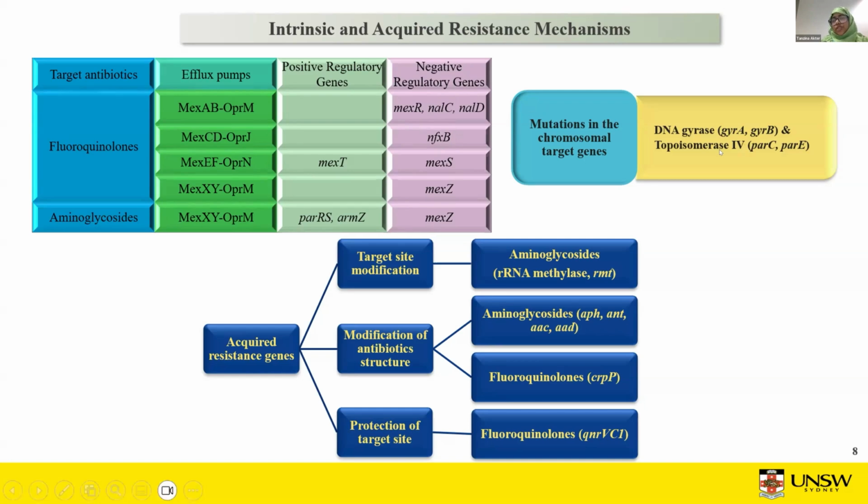Bacteria can also introduce mutations in different target genes like gyrase A, B, ParC, and E, which reduce the binding affinity of the fluoroquinolones to the target sites. In addition, bacteria can acquire different resistant genes which carry out different functions like modification of the target sites or antibiotic structure, or protection of the target sites. You can see here that RMT and QNR-VC genes are involved in target site modification and protection of the target site. There are different genes that are associated with modification of the antibiotic structure.